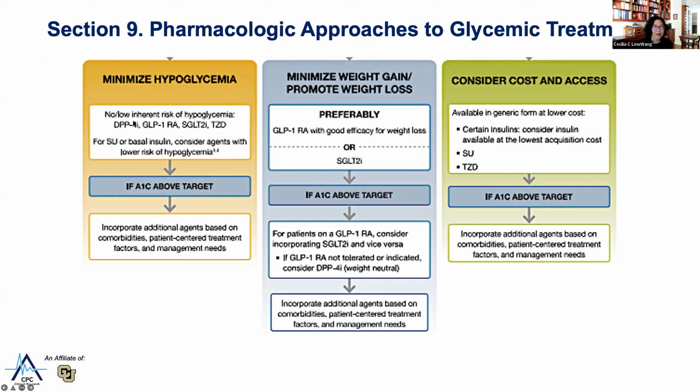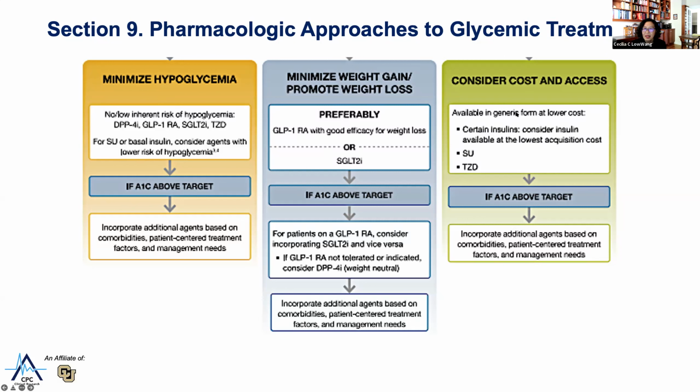And so these are the agents that have low risk for hypoglycemia. And it turns out the thiazolidinediones, or TZDs, pioglitazone is generic now. So it can be more affordable than some of these other agents. And then you might consider a sulfonylurea or basal insulin. For weight loss, you're really thinking about GLP-1s or SGLT2s. You really don't get weight loss with DPP-4 inhibitors.